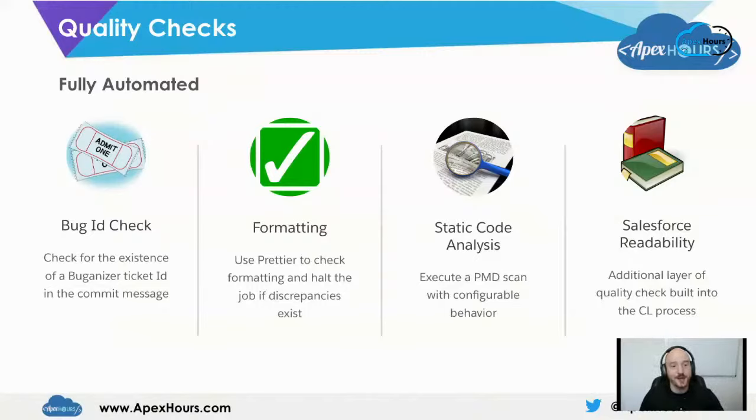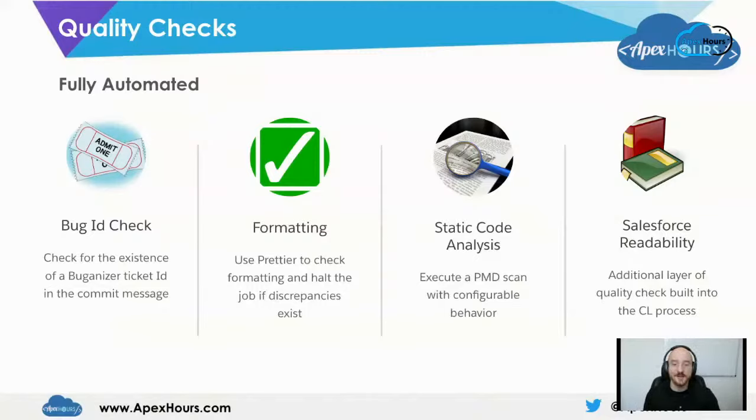And then finally, we have this additional construct called Salesforce readability. It's an additional layer of quality applied to the change list process, and it's just like what we were talking about before with Java readability. We have this thing called Salesforce readability. It just means that somebody who's earned the credential is going to take a look at the code and make sure that it adheres to the enterprise-wide coding standards.